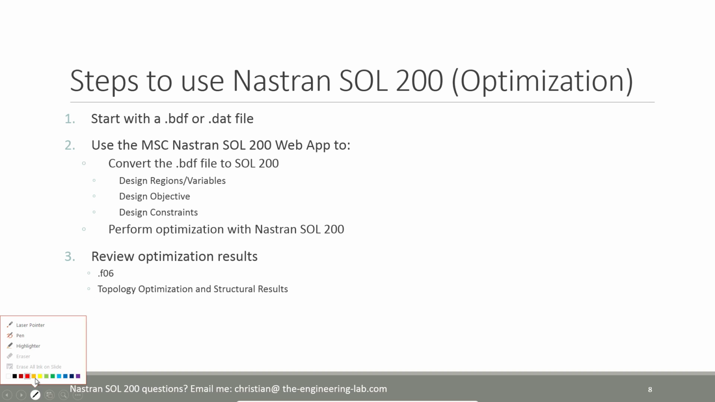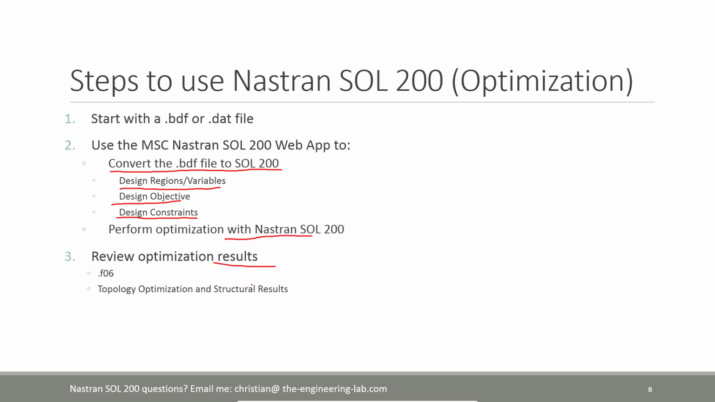So now, once we have the BDF file, we need to take the optimization problem statement from 2 slides ago, and we need to express this optimization problem statement in terms Nastran can use. So by this, I mean we have to convert the starting BDF file to Solution 200. This is where we are going to specify our design regions, our design objective, and our design constraints. After this, we'll perform the optimization with Nastran, and then we'll view the results later on in the presentation.